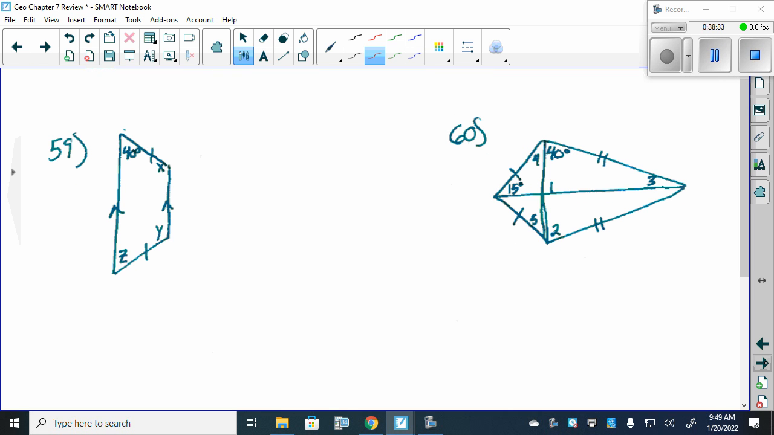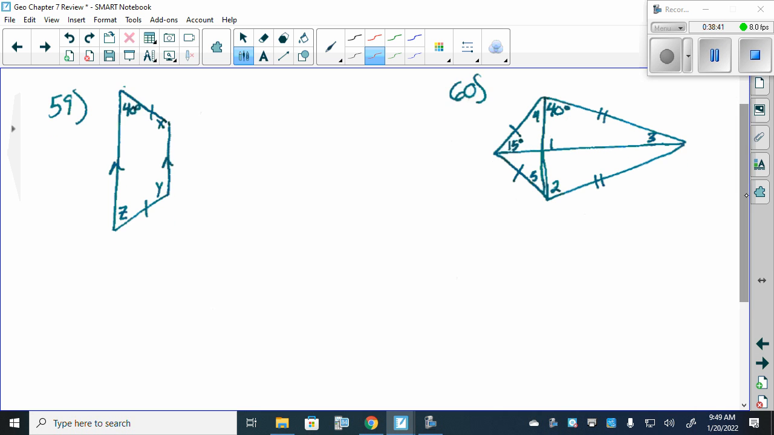Well, 59 is the exact same as 58. It's just turned on its side. Let's look at 60. Well, we know what the measure of angle 1 is. 90. It's a right angle. What's the measure of angle 2 going to be? 40.